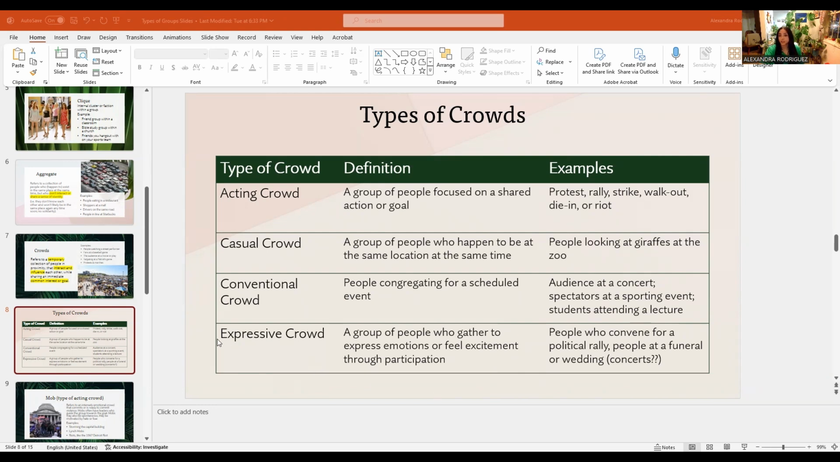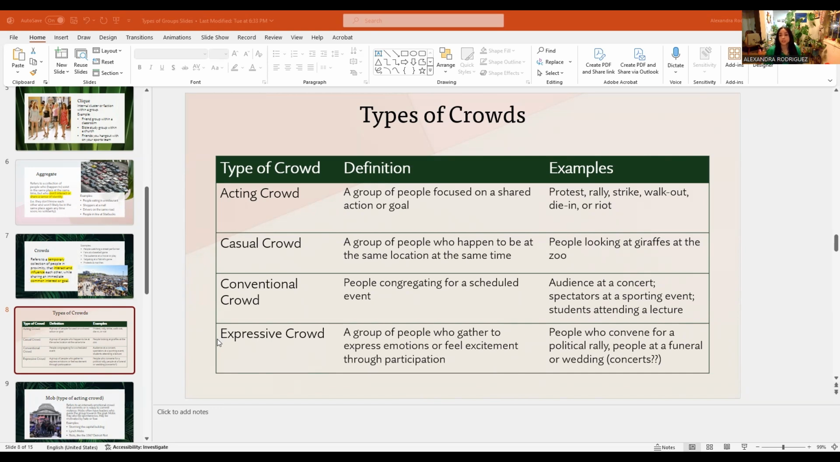An expressive crowd is what it sounds like, right? It's people who gather together over common emotion. And this could be a variety of things. So this could be a political rally, where you feel very strongly about the cause, and therefore there is an emotional aspect there, and you're probably sharing it with other people who may be feeling the same about an issue that you care about.